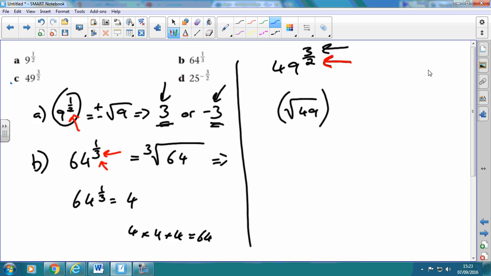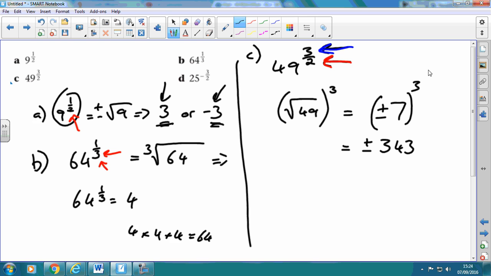And up here, the top, it's going to be the power, so we're going to raise that to the power of 3. Now the square root of 49 equals either plus or minus 7, because remember, it's the square root, so you've got plus and minus to the power of 3. So you've got to do 7 times 7 times 7, and minus 7 times minus 7 times minus 7. So 7 times 7 is 49, times 7 again is 343. So the answer, and we can write it like this, is either plus 343 or minus 343.